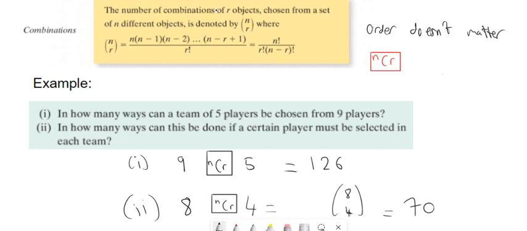For the first part, I should really have written that it's 9 and 5. It's written with brackets around it, and one number above the other. That's how you say 9 choose 5.